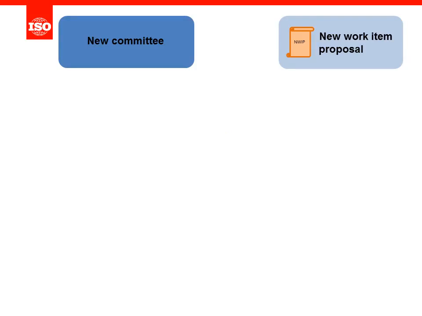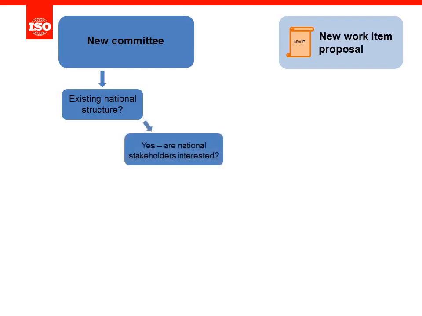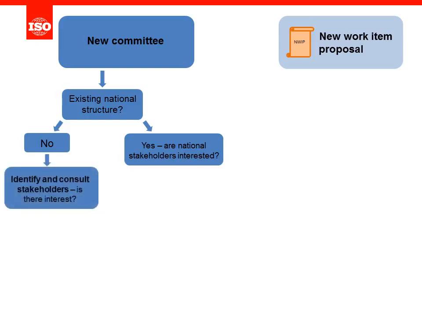In case 1, where you have a new field of work or national priorities and you want to decide in which ISO committee to become involved, you should first look at whether you have an existing national structure. In other words, do you have a committee at the national level working on standards in related fields? If yes, you should consult the stakeholders of the committee. If no, you will have to find stakeholders and consult to determine whether there is a national interest in the work. If there is no interest, no participation in the work is warranted.